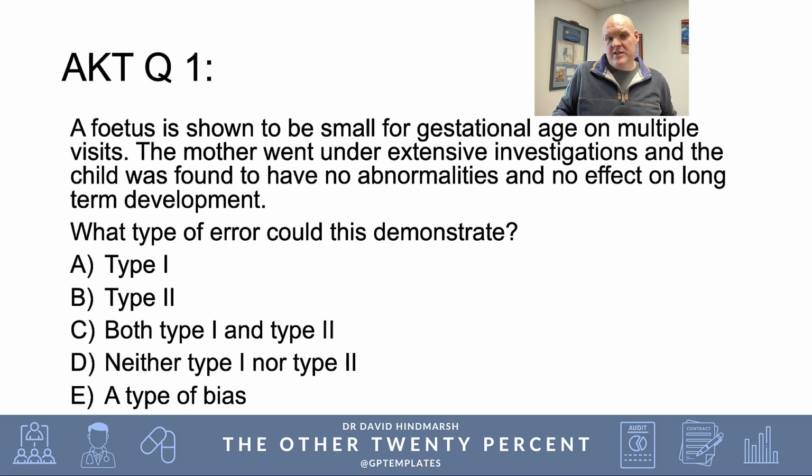So going back to this one, we know now that because a fetus has been investigated extensively and was found to be completely normal, it is just demonstrating that there is normal variation of this. So this is a classic example of a type 1 error.